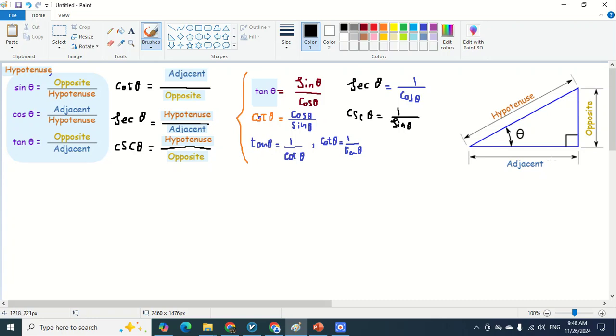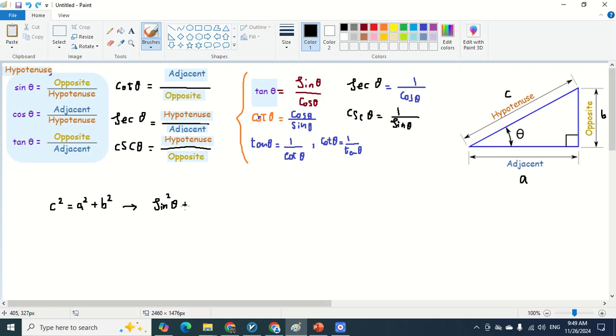So if I name this adjacent as A, name the opposite as B, and name the hypotenuse of this right triangle as C, then based on the Pythagorean rule, you know that C square is equal to A square plus B square. This is the relation that the Pythagorean mathematician found a long time ago. So by that relation, we can find one practical identity that says that sine square of theta plus cosine square of theta equals 1.